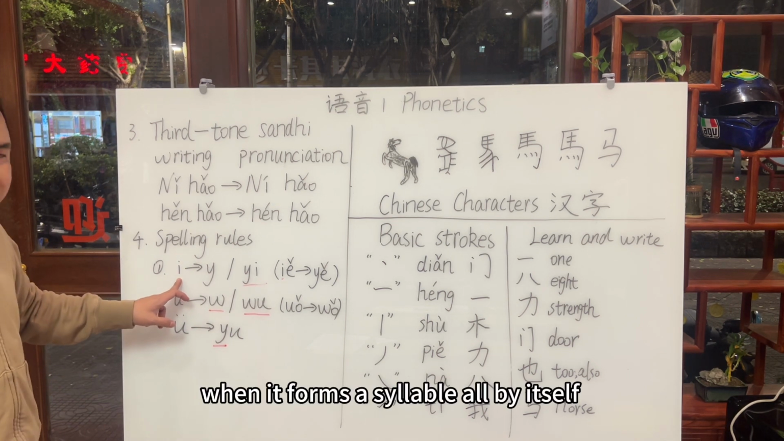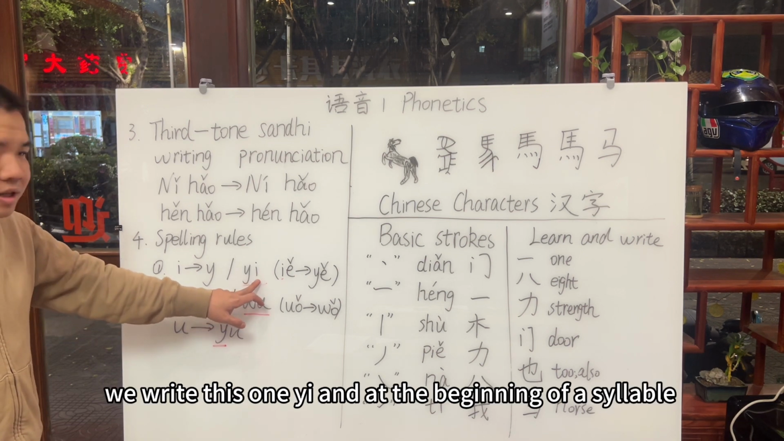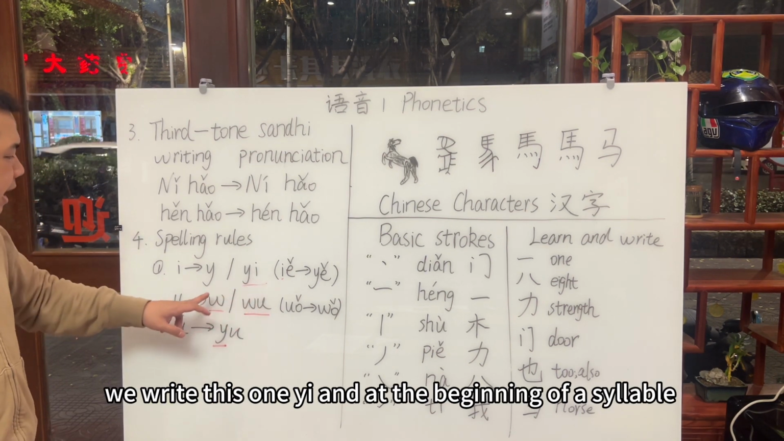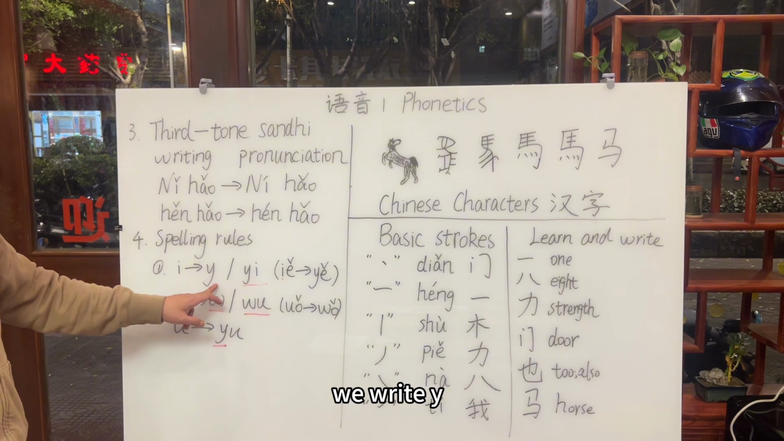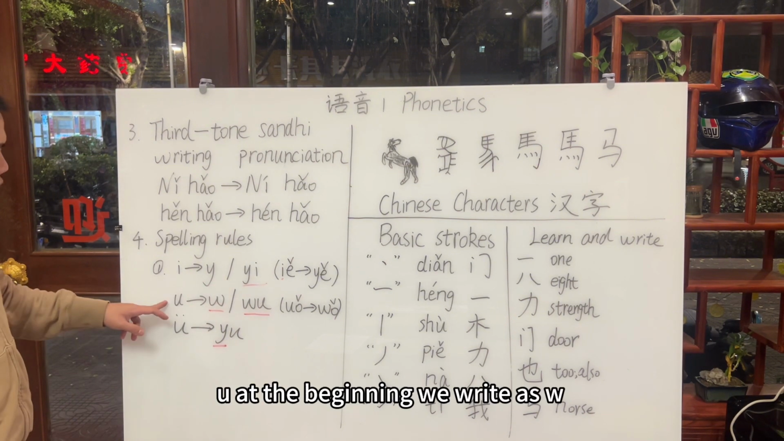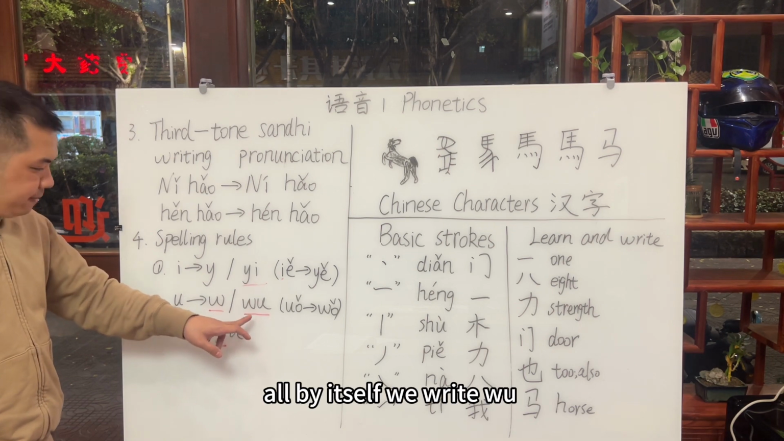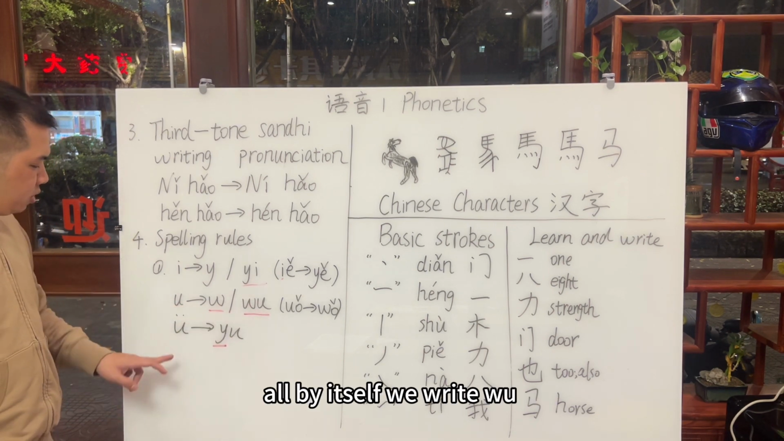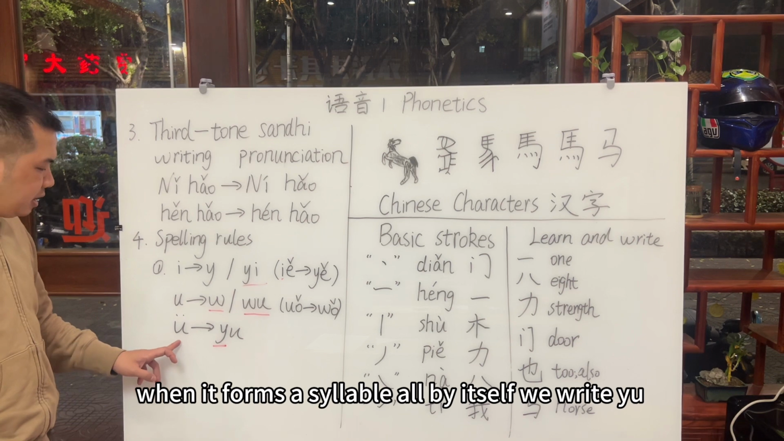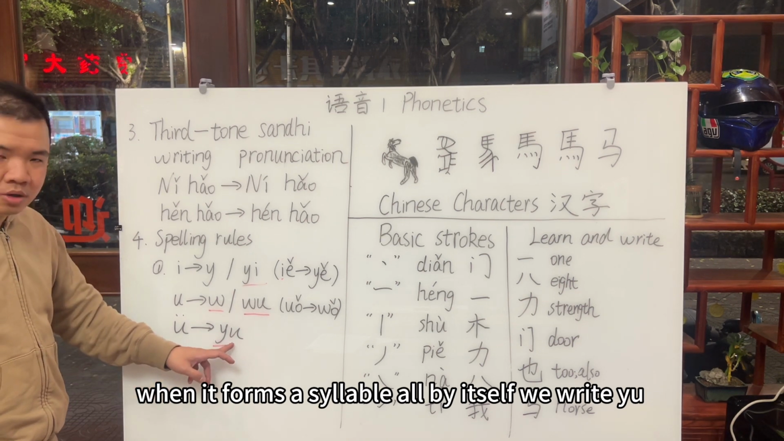Yi, when it forms a syllable all by itself, we write it as this one, yi. And at the beginning of a syllable, we write it as yi. Wu, at the beginning, we write as wu. All by itself, we write wu. Yu, when it forms a syllable all by itself, we write it as yu.